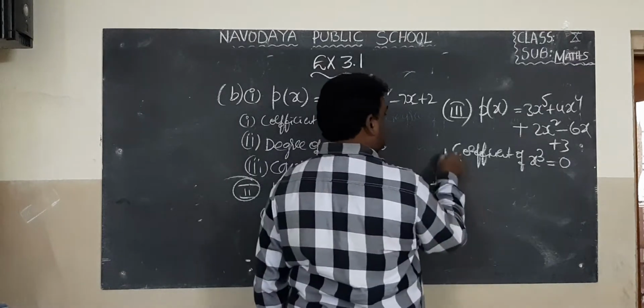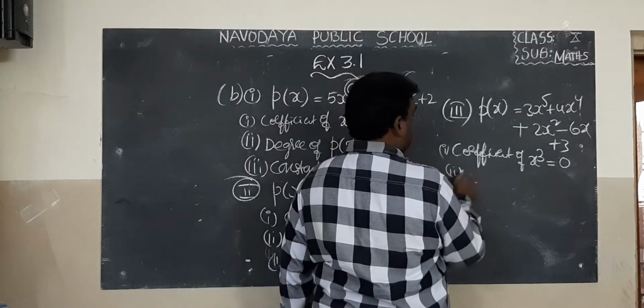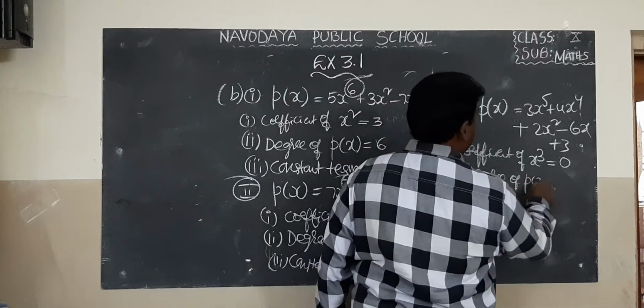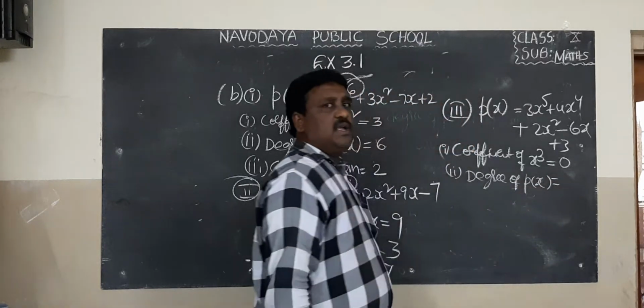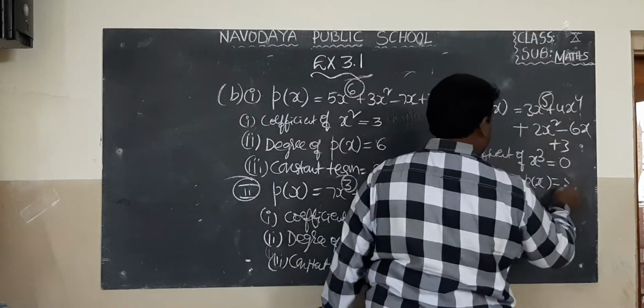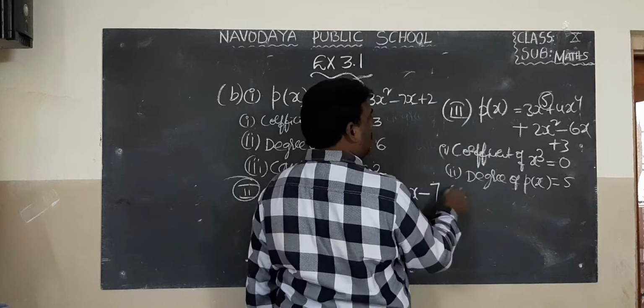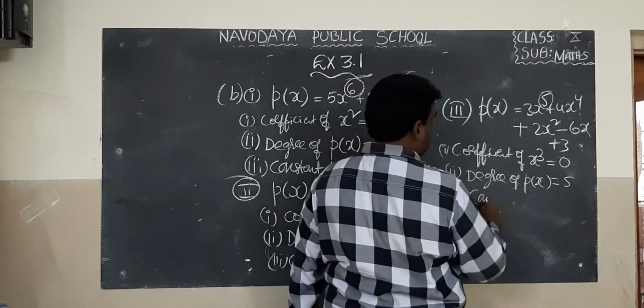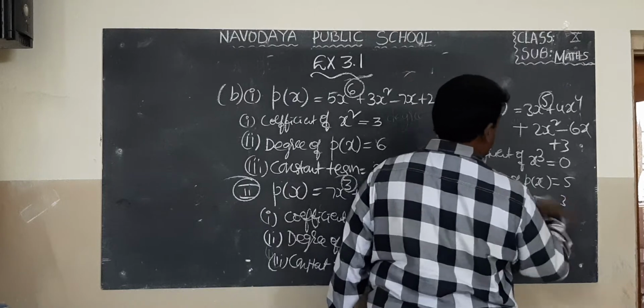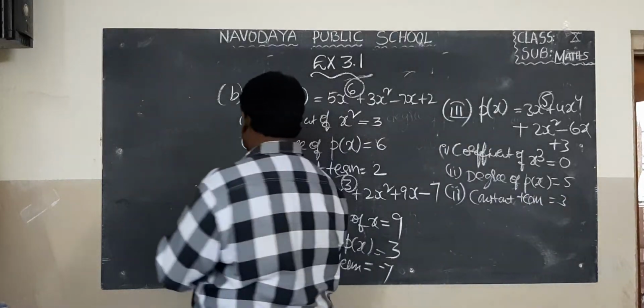Second one is what? Degree of P of x. Degree of P of x is what? Degree means top highest number, 5. Third one is constant term. What is the constant term here? 3. So like that we finish the first one.